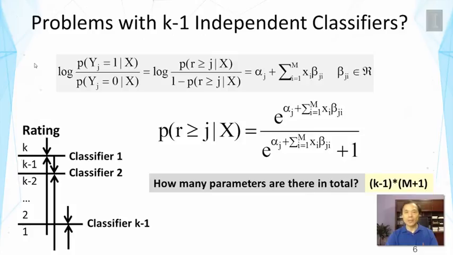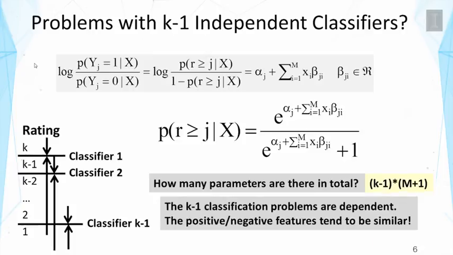So when the classifier has a lot of parameters, we would in general need a lot of training data to help us decide the optimal parameters of such a complex model. So that's not ideal. Now the second problem is that these k-1 classifiers are not really independent. These problems are actually dependent. In general, words that are positive would make the rating higher, for all these classifiers. So we should be able to take advantage of this fact.